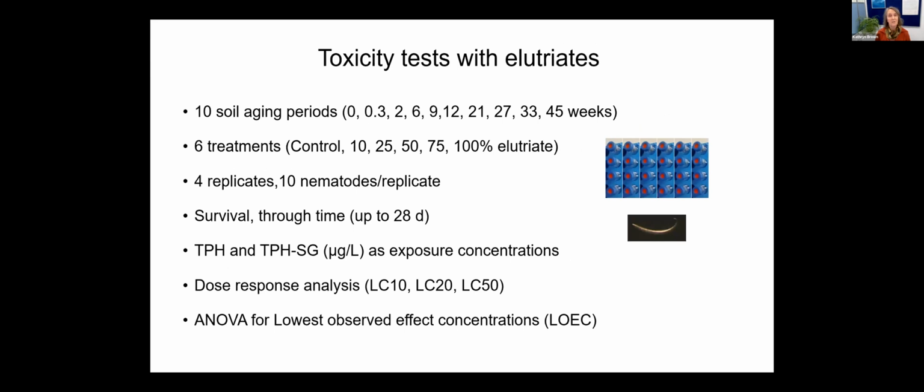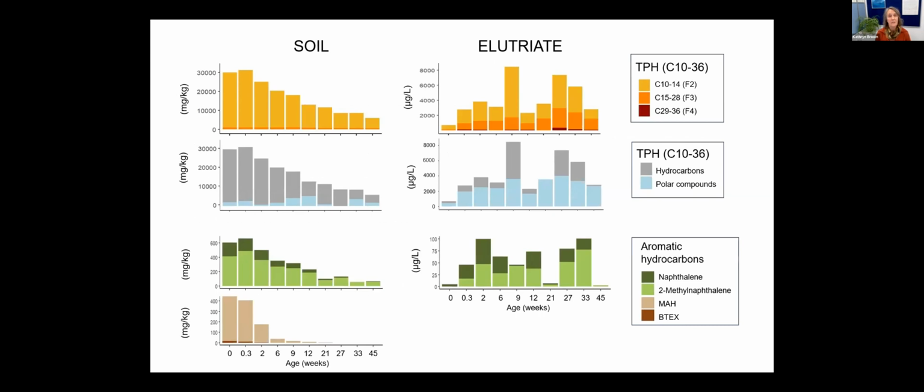We tested the toxicity of elutriates made from soil at 10 aging periods, and we made treatments by diluting the full strength elutriate. We estimated lethal effect concentrations, and for tests where an LC50 could not be estimated, ANOVA was used to identify the lowest observed effect concentration. So the results of the chemical analysis are a little complex, so I'll just highlight some key points.